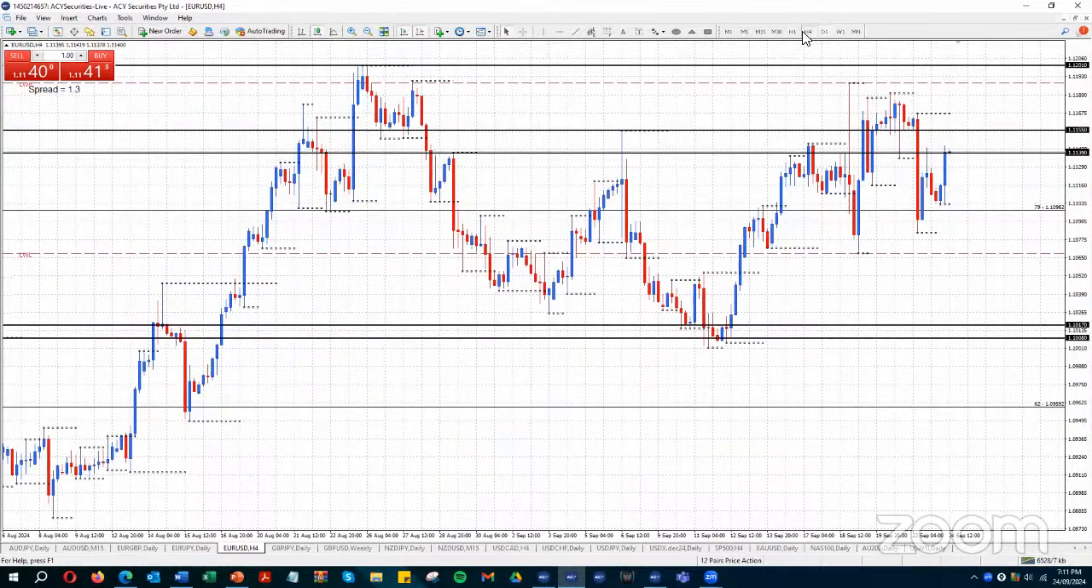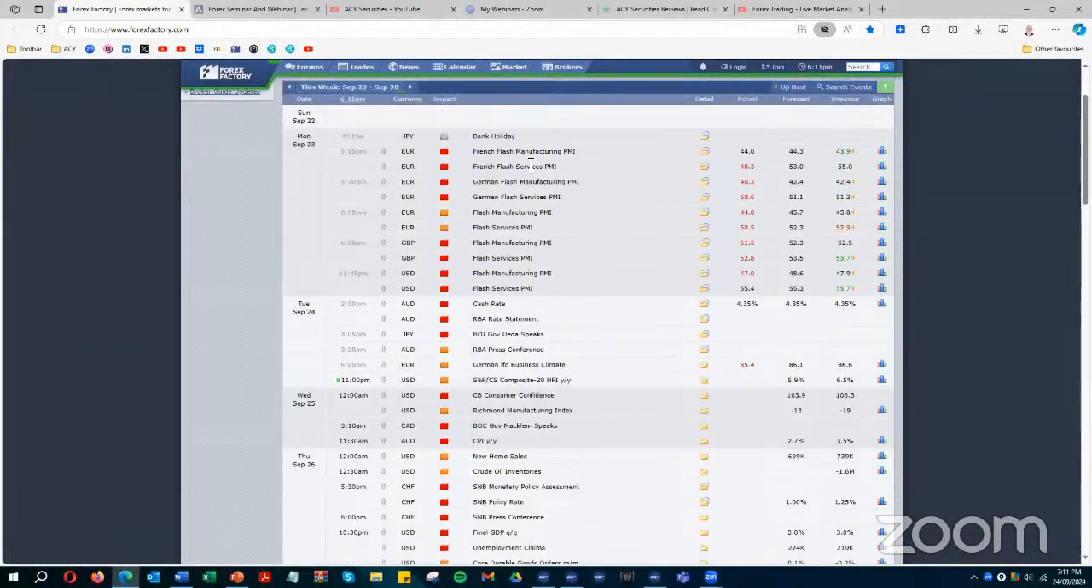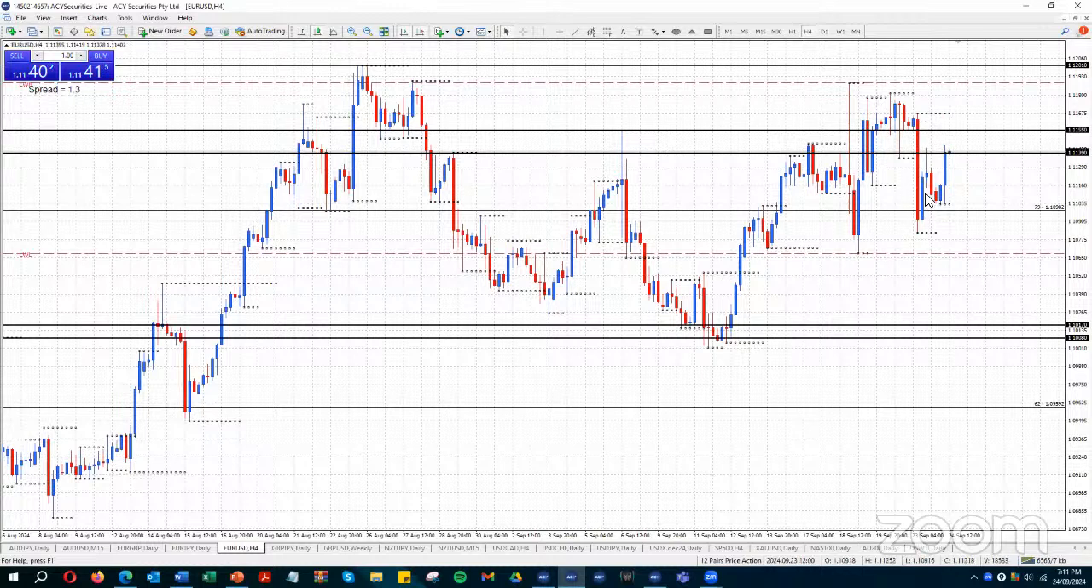So to the 4 hour. It's a bit mixed in here. Strong move down with the data yesterday, which was the flash manufacturing and service data from the Eurozone. And then we've been reclaiming it.